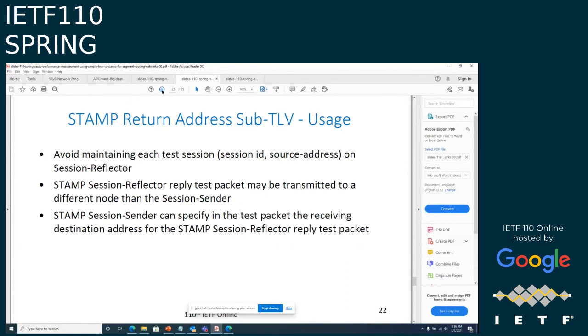The return address is used if we want to send a reply to a different destination address than the sender address. There is a return address also defined in the draft. Next slide.